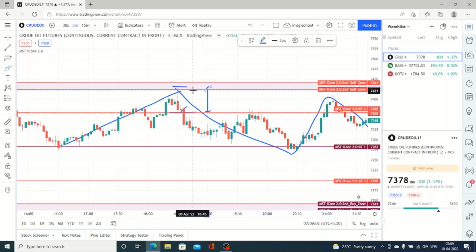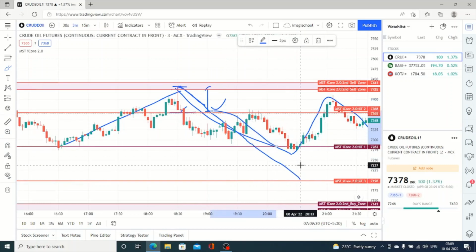So don't forget, once you booked the first target or once the market has reached the first target, keep your stop loss to cost to cost. Once it reaches second target, keep your stop loss at first target. Once it reaches third target, keep your stop loss at second target, and you can keep on trailing your stop loss until you are happy with the profit whatever you have gained.